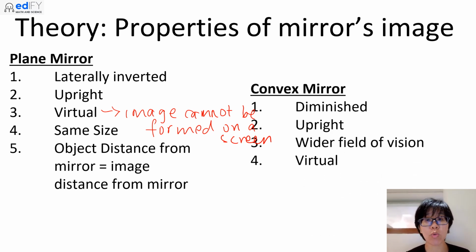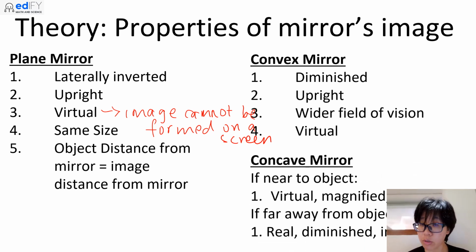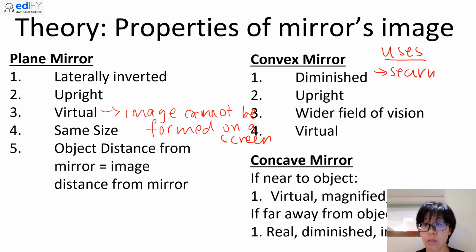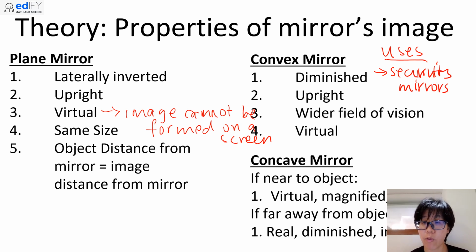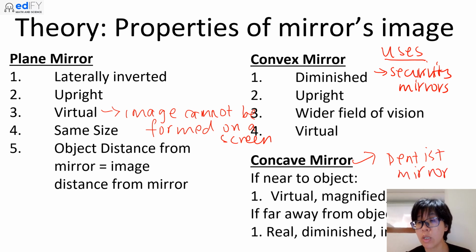Besides this, they also ask you for convex mirrors and concave mirrors. So what else can they ask? They also ask you for the uses. So there are a few that you can remember. Convex mirrors are usually used as security mirrors. Then concave mirrors are usually used as dentist mirrors. So do remember a few, then it'll be useful when the question does ask you.